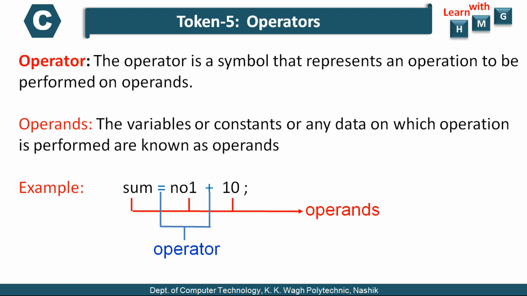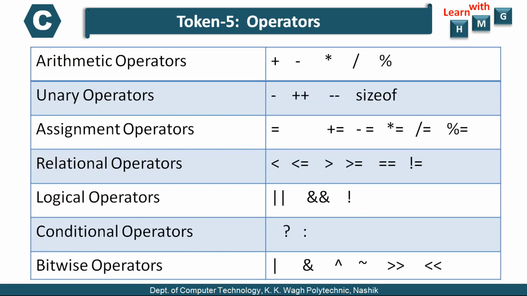Now let us see which are the various operators in C. These are the 6 types of operators in C. The first category is arithmetic operators. These are used for performing arithmetic or mathematical operations, that is plus for addition, minus for subtraction, asterisk or star for multiplication, forward slash for division, and this percentage symbol is called modulus, which is used to find the remainder from a division.